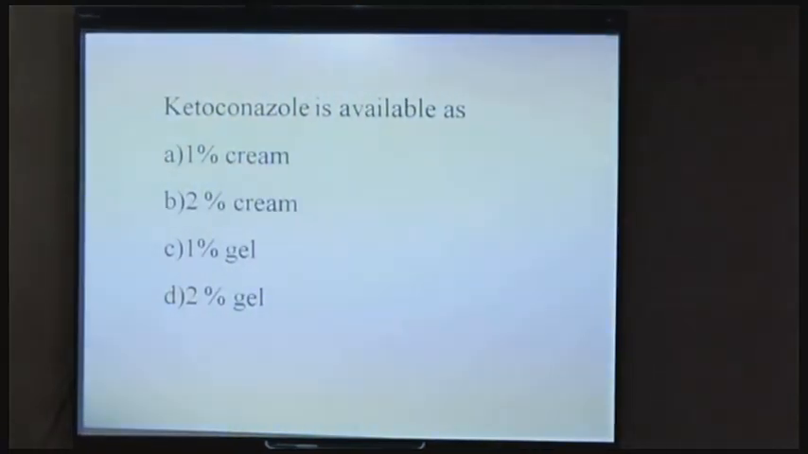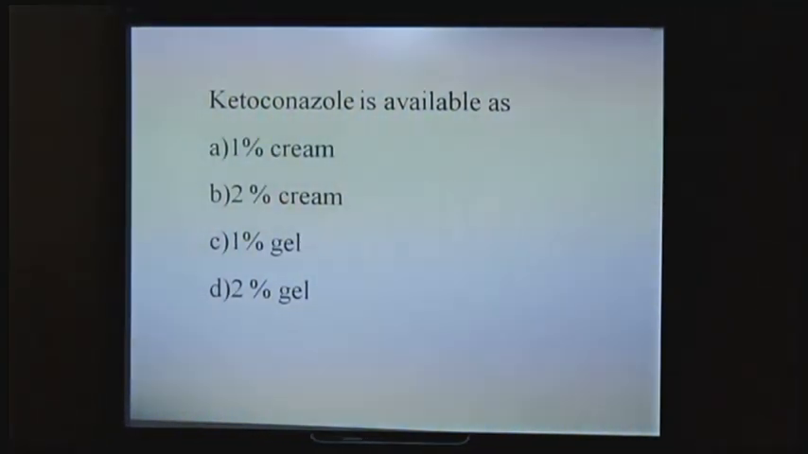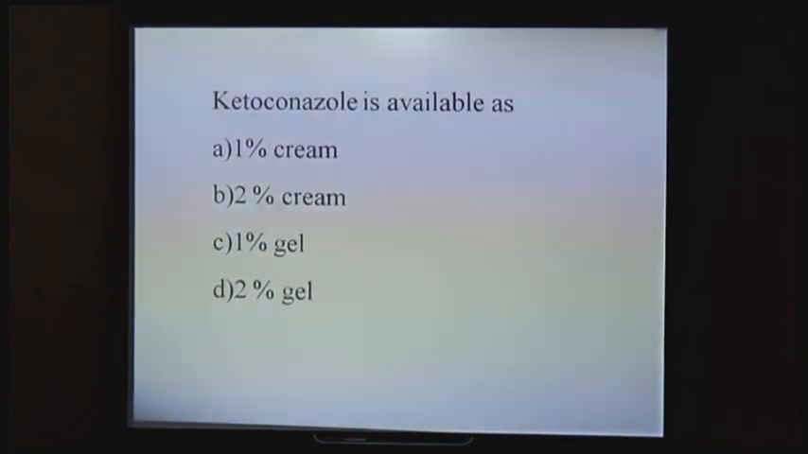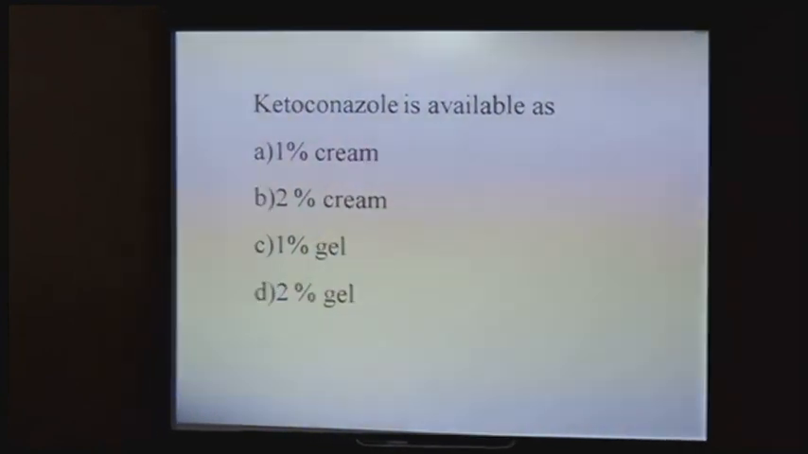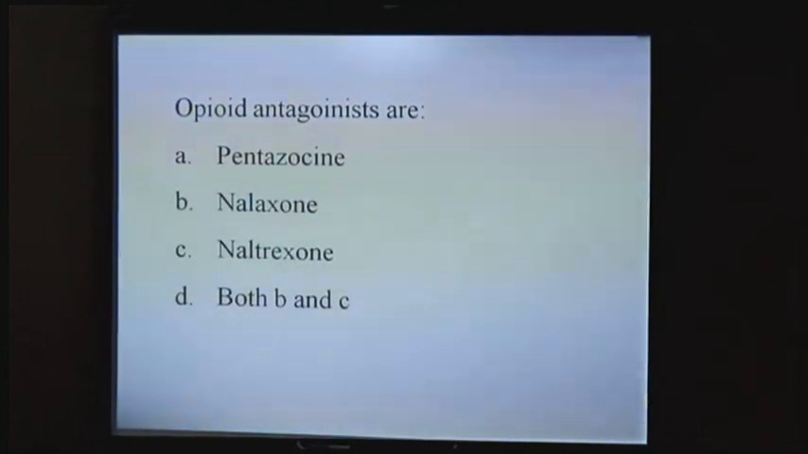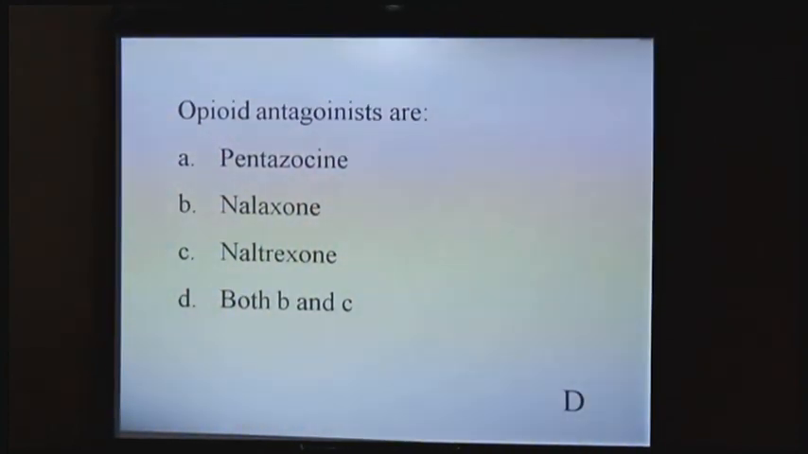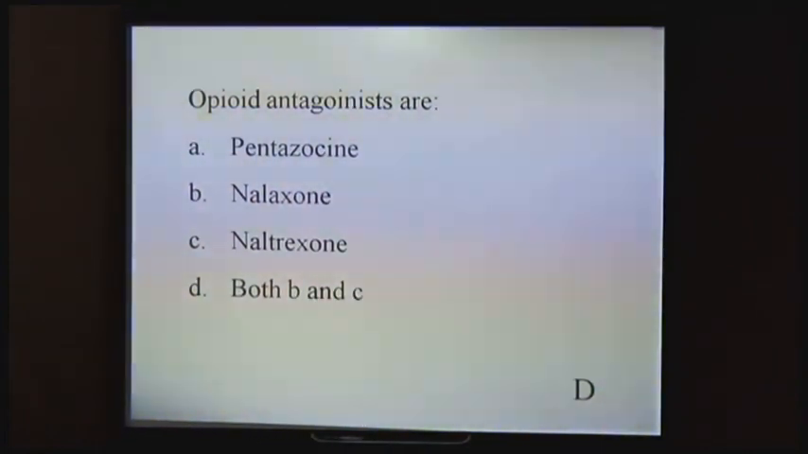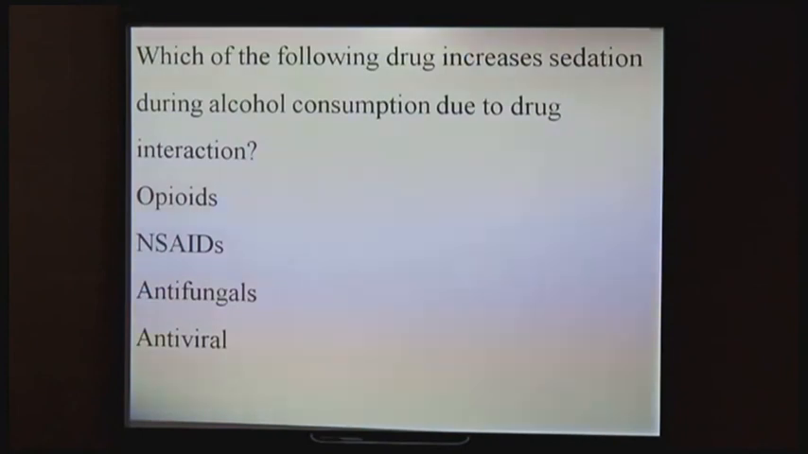Ketoconazole is available as, there is a lot of confusion between gel, ointment, cream. Be very careful before answering. So ketoconazole, Indian availability. You know the answer, don't even read the other options. It will only confuse you. Opioid antagonists are D. Alright. What is pentazocine? Pentazocine and buprenorphine are mixed agonist-antagonist action. Which of the following drug increases sedation during alcohol consumption due to drug interaction?